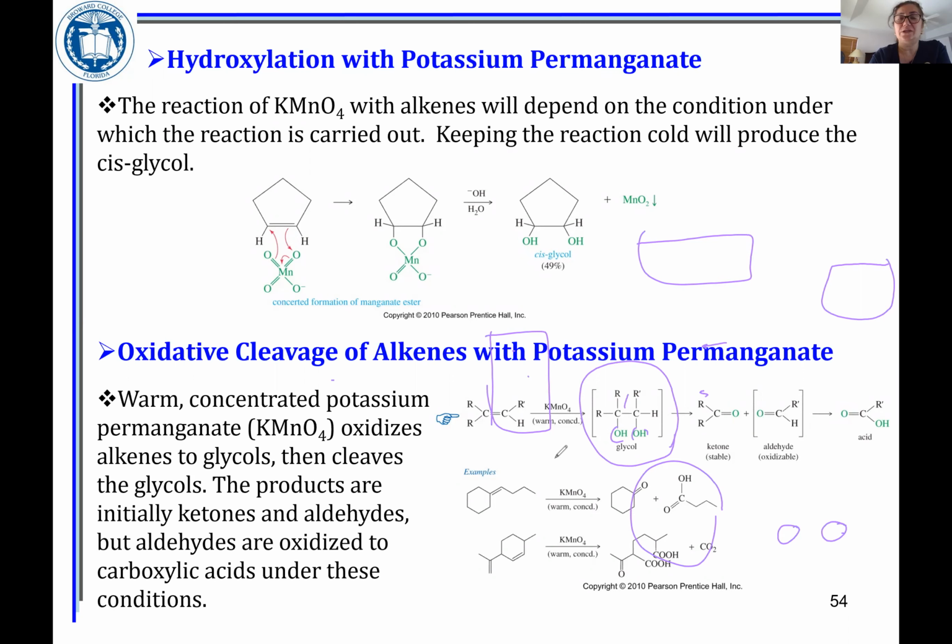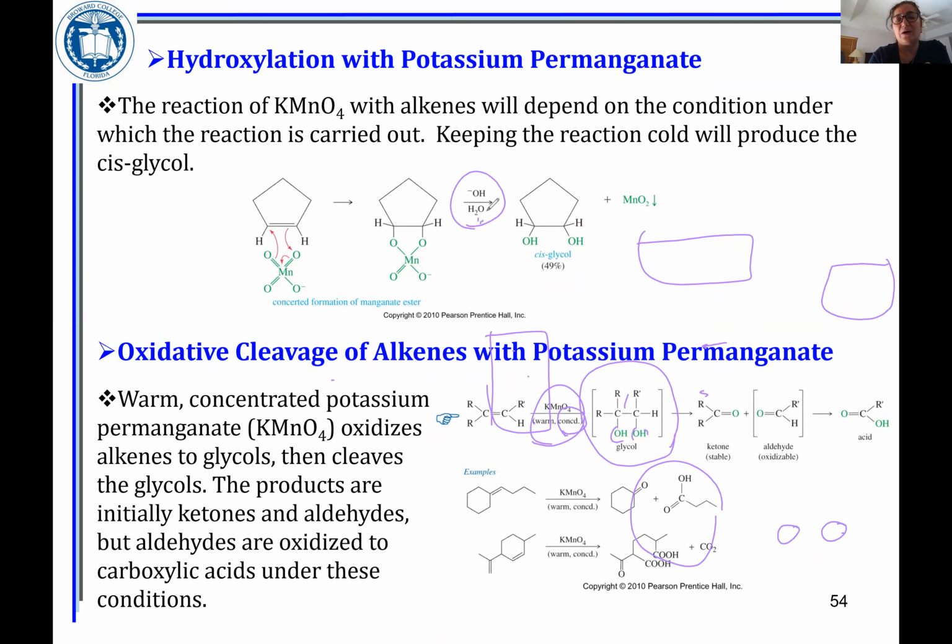Definition for oxidation in organic chemistry is add oxygen or remove hydrogen. So if permanganate is a strong oxidizing agent, it is going to add oxygen. If you use a weak oxidizing agent like cold permanganate and dilute, when you are adding this water here, and if it says concentrated and warm, concentrated and warm makes it a strong oxidizing agent. Dilute and cold is going to make a weak oxidizing agent.